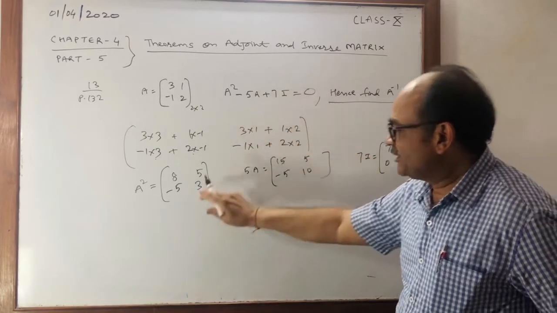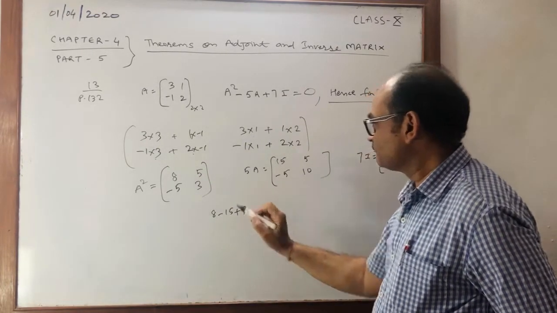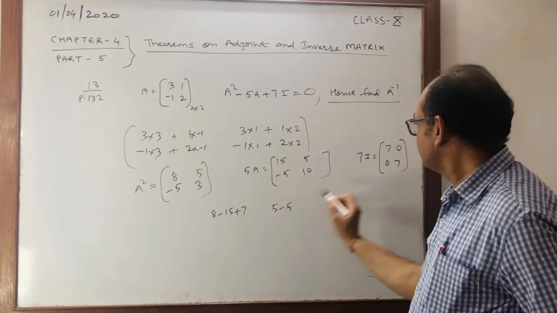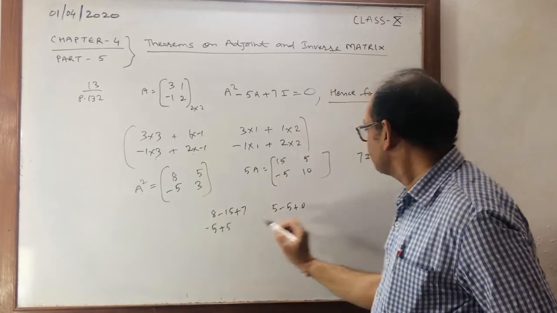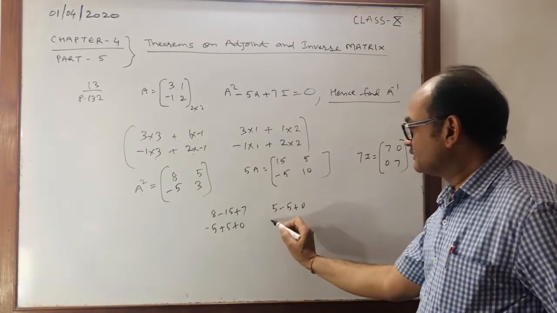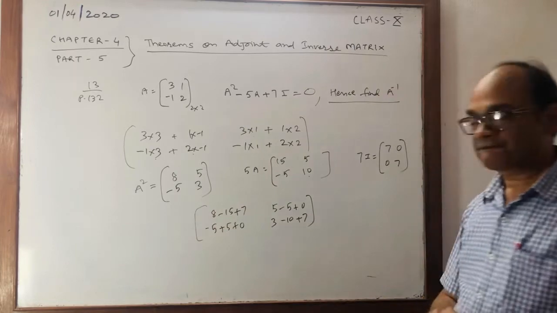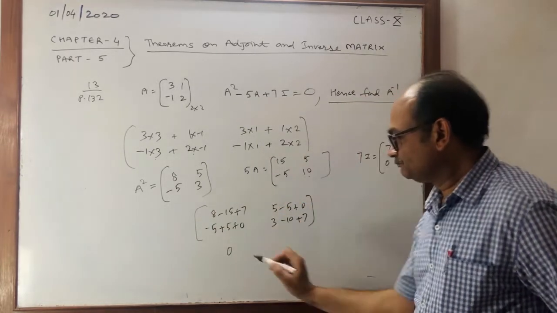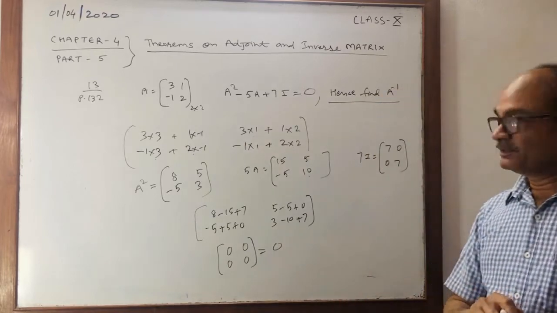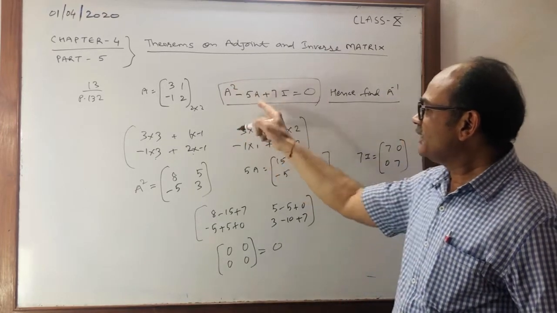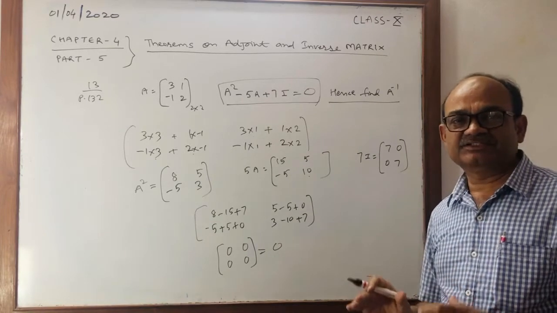Now we want to make A square minus 5A plus 7I. So 8 minus 15 plus 7, 5 minus 5 plus 0. Minus 5 plus 5 plus 0. Last, 3 minus 10 plus 7. Totally, what are we getting? 0, 0, 0 and 0. It means it is proved that the value of A square minus 5A plus 7I equals the null matrix, that is, all elements of this matrix are 0.